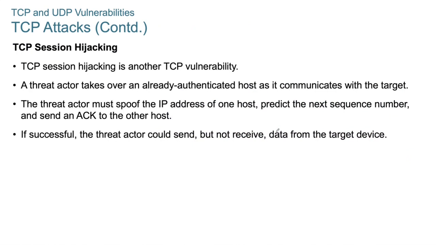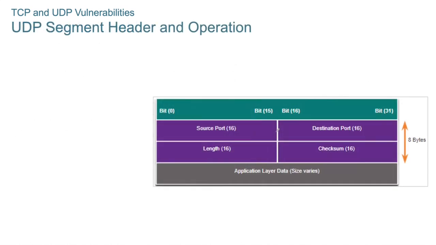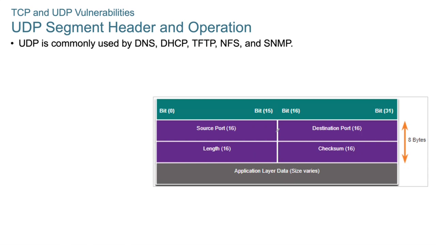Now we come to the weaknesses of the UDP segment header. As we see, UDP is a connectionless service. UDP is commonly used by DNS servers, DHCP (the Dynamic Host Configuration Protocol), TFTP, NFS (the Network File System), and SNMP. These are some application layer protocols which use the service of UDP.